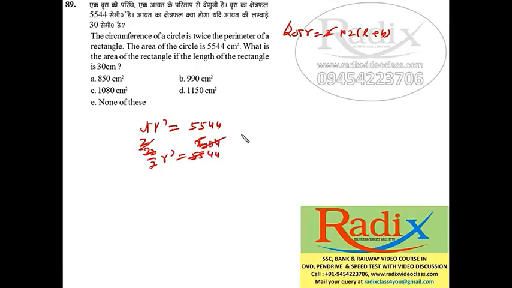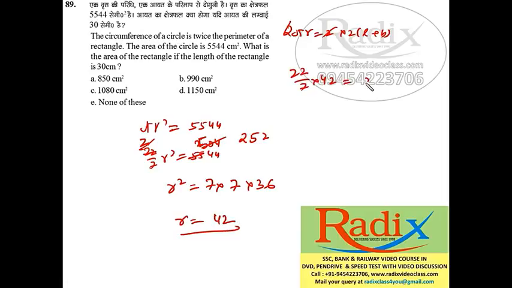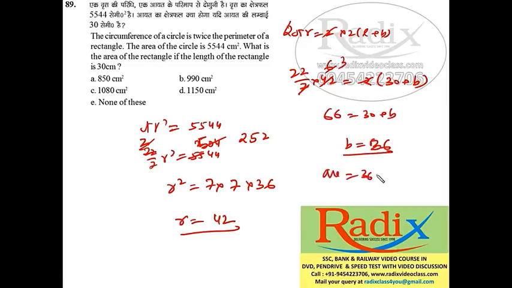Then this is 252. r square would be, now देखो 7 एक नीचे से आ रहा है तो यहाँ 7 होना चाहिए. 7 1 ja 7 and 7 3 ja 21 and 7 6 ja. So r would be 42. Now put this value 22/7 into 42. Length आपको दी है, if the length of the rectangle 30 है, this 30 plus b. तो देखो 7 6 जा 2 3 जा 66 is equal 30 plus b. So breadth कितनी हो गई? 36. So area would be 36 into 30.